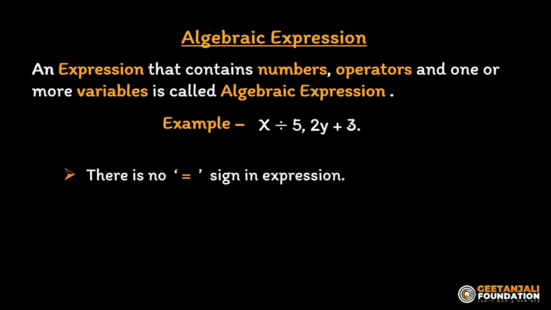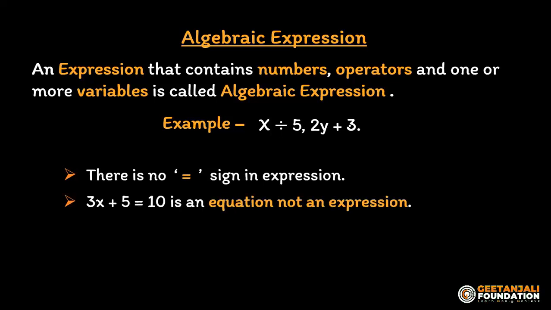So a few things which you need to remember while solving an algebraic expression or talking about algebraic expression. One of the things is there is no equal sign in an expression. If you put an equal sign, it becomes an equation. It's not an expression. Like here 3x plus 5 equals to 10. This is an equation. This is not an expression. Yes, of course, if you take only the left side, then that is an expression. But since you have put an equal sign and you have written something on the right side of it, it has become an equation. It's not an expression.